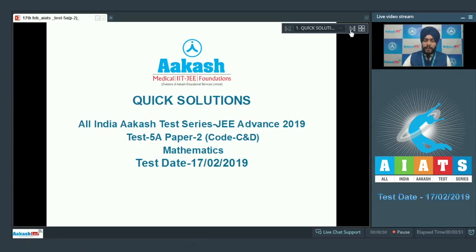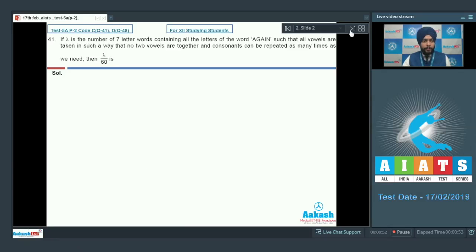Let us begin the solution discussion with question number 41, which says that lambda is the number of 7-letter words containing all the letters of the word AGAIN, such that all vowels are taken in such a way that no two vowels are together and consonants can be repeated as many times as we need. Then lambda upon 60 is.